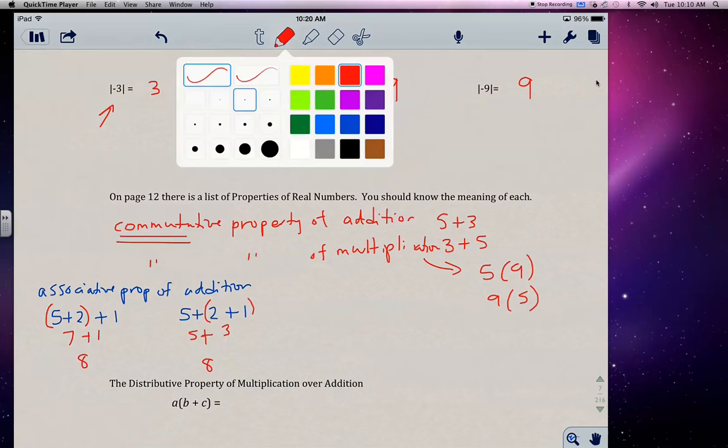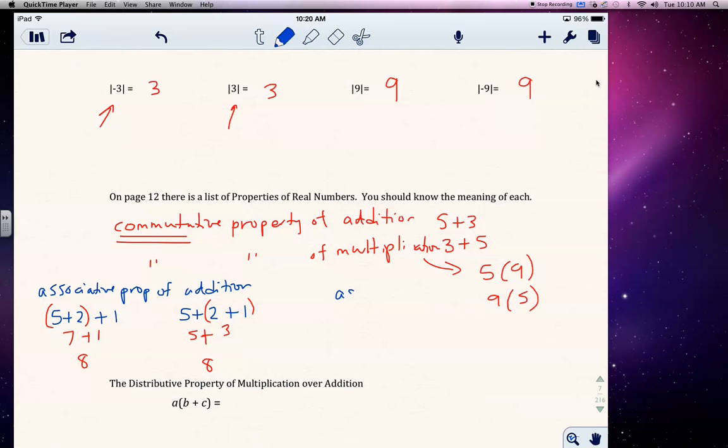We also have the associative property of multiplication. The same idea applies, because we're just going to use multiplication as our operation. So let's say I have 5 times 2 times 4. 10 times 4, and I get 40. And Shelley says, well, I'm going to do the 2 times 4 first, and worry about multiplying by 5 later. Well, she'll get 5 times 8, and she'll still get 40.